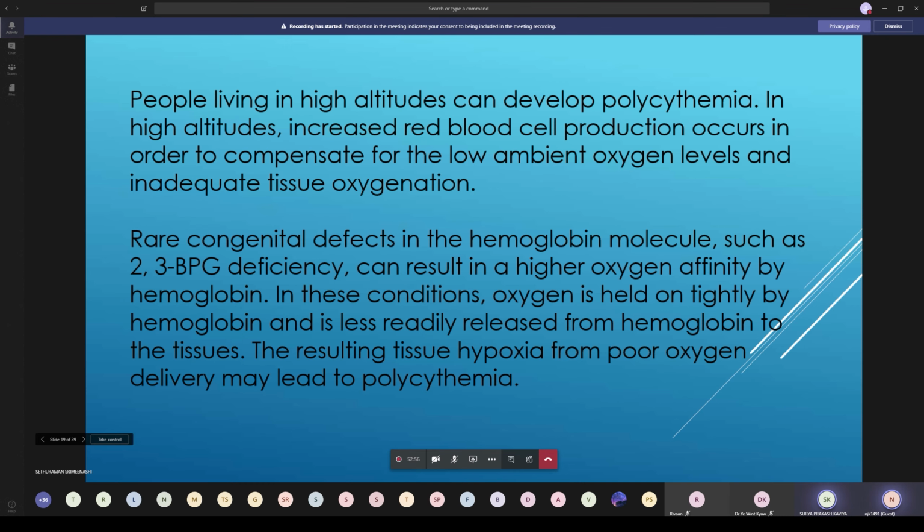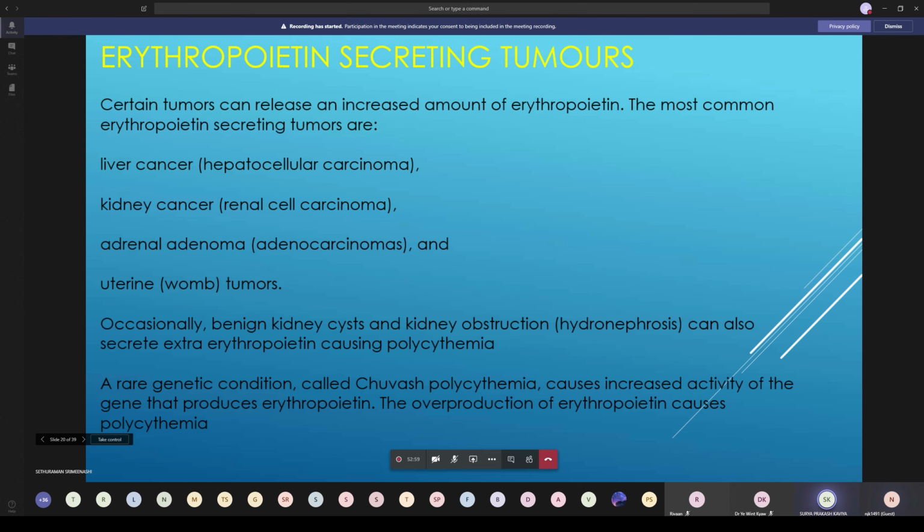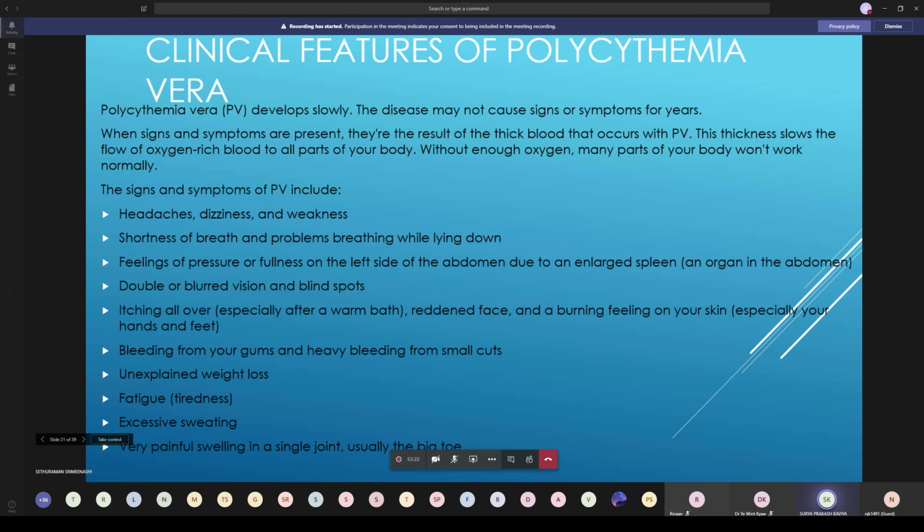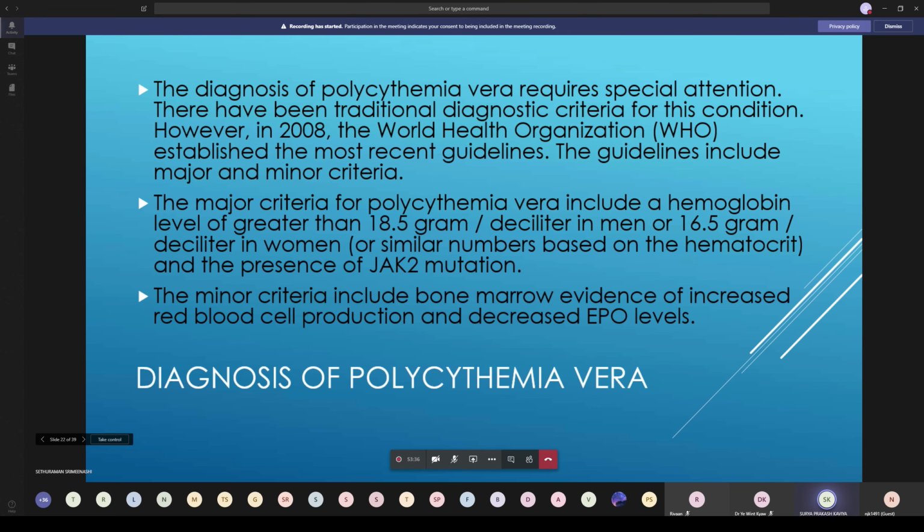Next, erythropoietin secreting tumors. Certain tumors can release an increased amount of erythropoietin. The most common erythropoietin secreting tumors are liver cancer, hepatocellular carcinoma, kidney cancer, renal cell carcinoma, adrenal adenoma, adenocarcinoma, and uterine tumors. Next, the clinical features of polycythemia vera are headache, dizziness, shortness of breath, weakness, problems breathing while lying down, and the diagnosis for polycythemia vera.